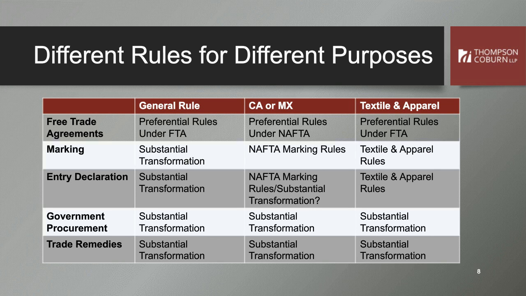Interestingly, in the ADD CVD situation, the substantial transformation test will be applied by the Department of Commerce as opposed to Customs, and may come up with a different answer than Customs does. So we have all this conflict occurring just around origin.